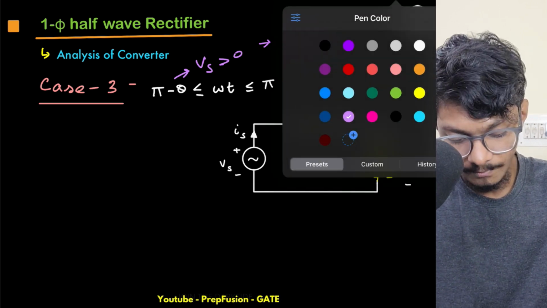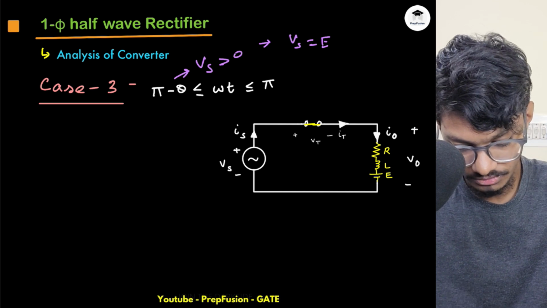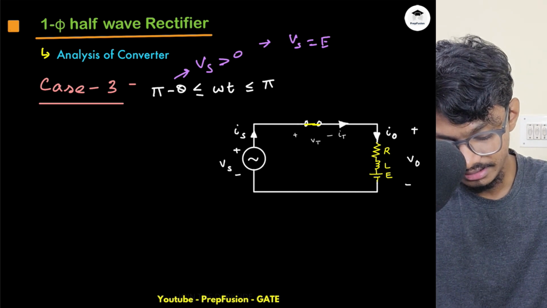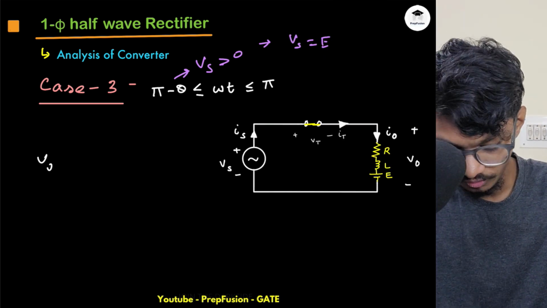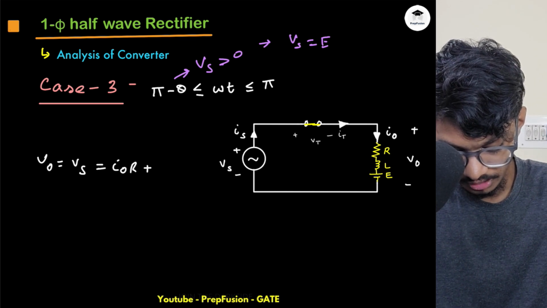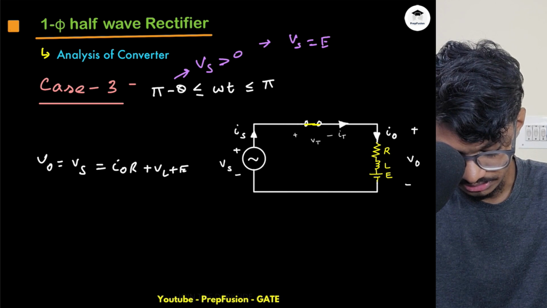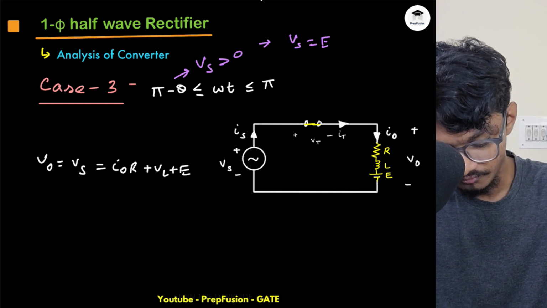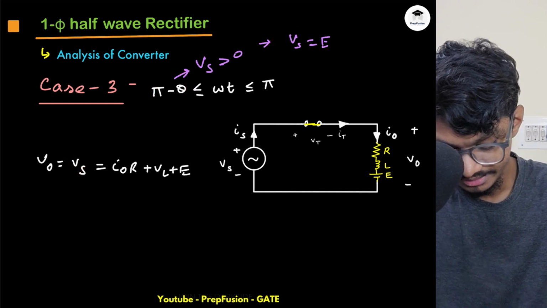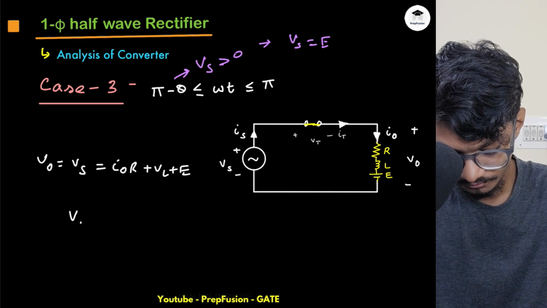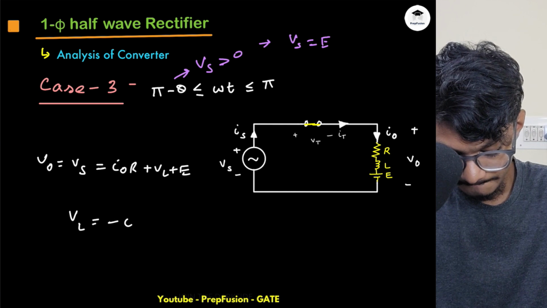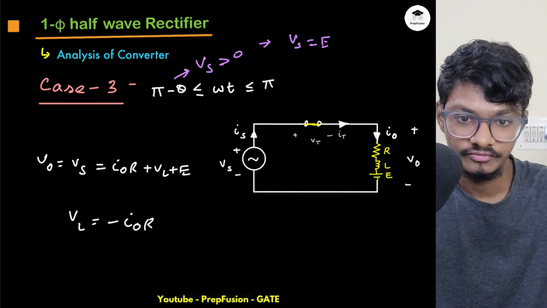Okay. What will happen is that supply voltage is E, and what is my VL? So my VO is equal to VS, which is simply IO into R plus VL plus E. And what do I know? At pi minus theta, VS is equal to E. So I can replace this with E. So what will be my VL? VL will be simply minus IO into R.